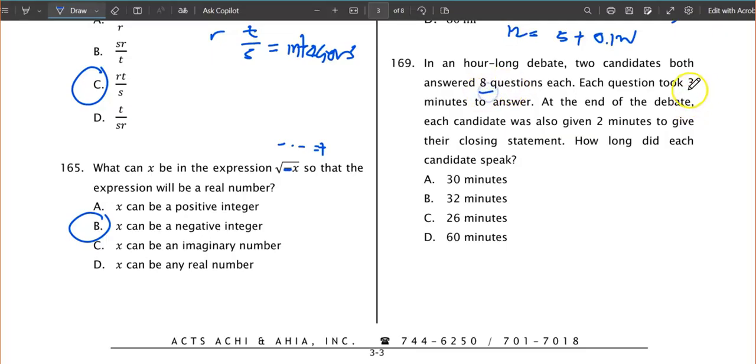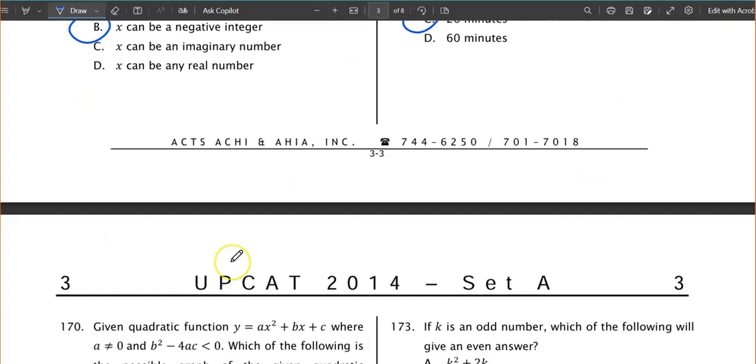So 8 questions, 3 minutes per question. So that is 8 times 3. That is 24. But they're also given 2 minutes to give their closing statement. So plus 2, this is 26. Do we have that as letter C in our choices?